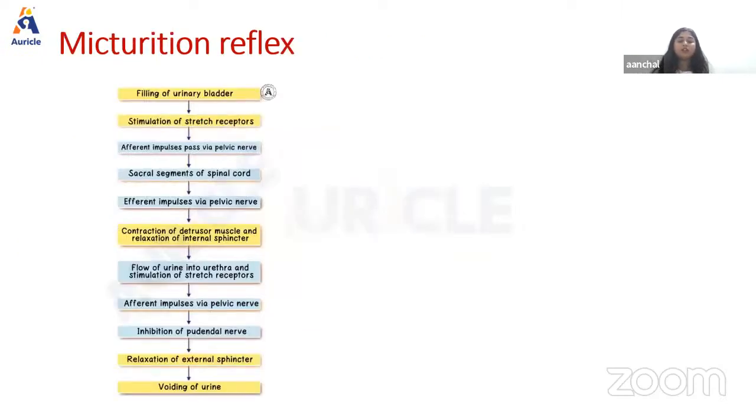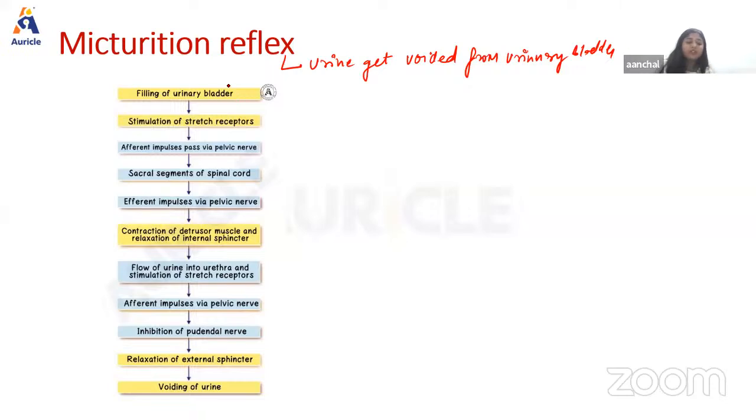Now next we have another very important topic, that is the micturition reflex. So what is micturition? Micturition is a process by which the urine gets voided from the urinary bladder, right? And it is a reflex process, and in grown-up children and adults, it can be controlled voluntarily to some extent, right? So to understand the process, we should know some anatomy of the bladder.